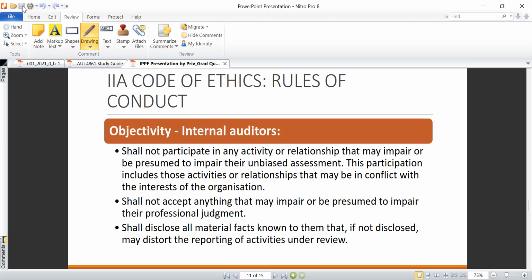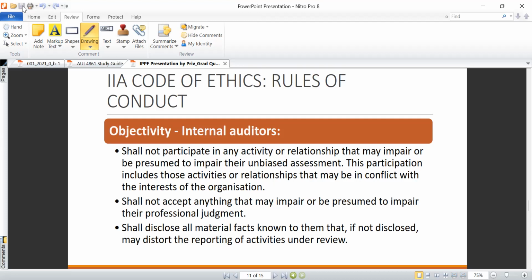Number two, we shall not accept anything in form of gifts that can be presumed to impair our professional judgment. When they're saying anything, they're simply referring to gifts which have got a monetary value. We are not supposed to accept gifts with significant monetary values. Now it's different if, for example, you have audited the department, and then they just say, let's just give you breakfast, or let's just give you lunch. That's not something that can really compromise your objectivity just because they bought you lunch.